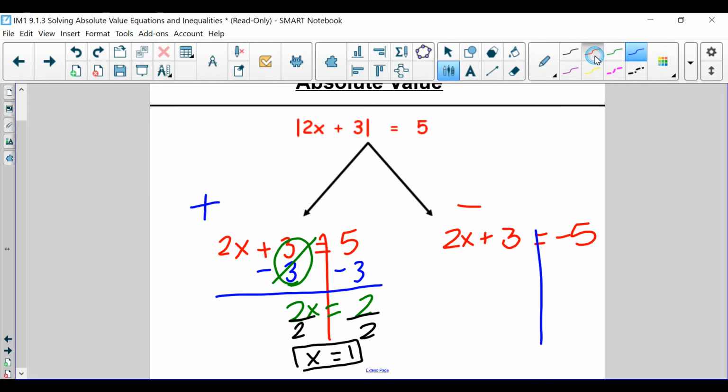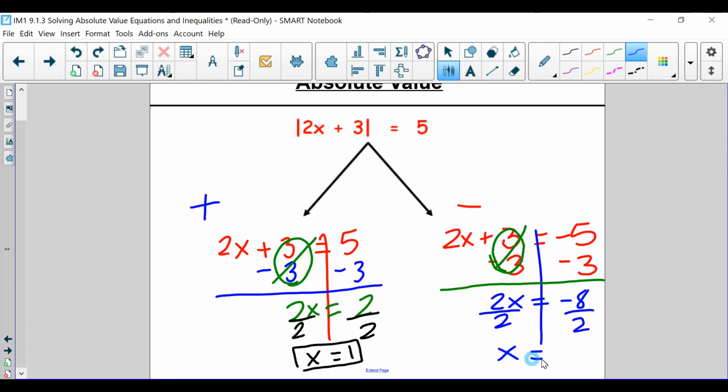Okay, so again, I'm solving this, subtracting 3 from both sides. That ends up being a 0 pair here. Then we've got 2x is equal to negative 8. Then dividing by 2, what we do to one side, we do to the other. And the other possible value for x is going to be negative 4.